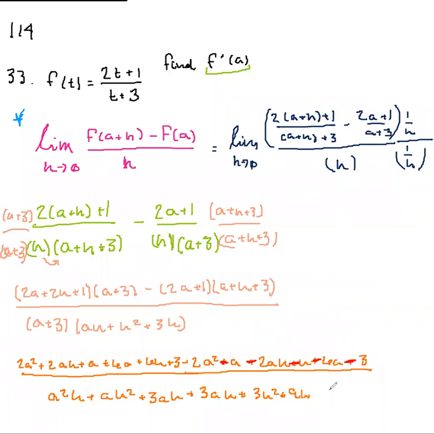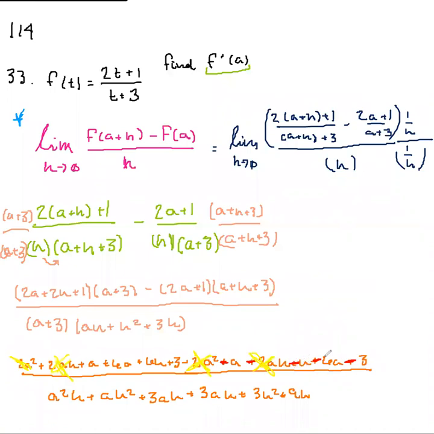Okay. Do I want to do that? Yeah, I'm just going to do it. So I'm going to go through and cross out what I can cross out here. Here I have a 2a squared, and here I have a minus 2a squared. Here I have a 2ah and a minus 2ah.